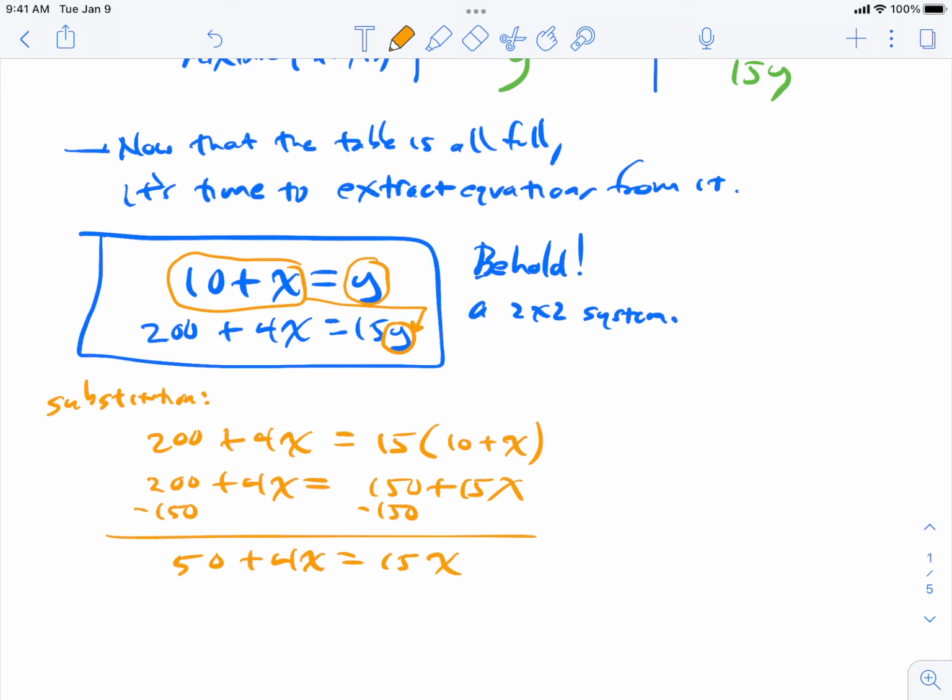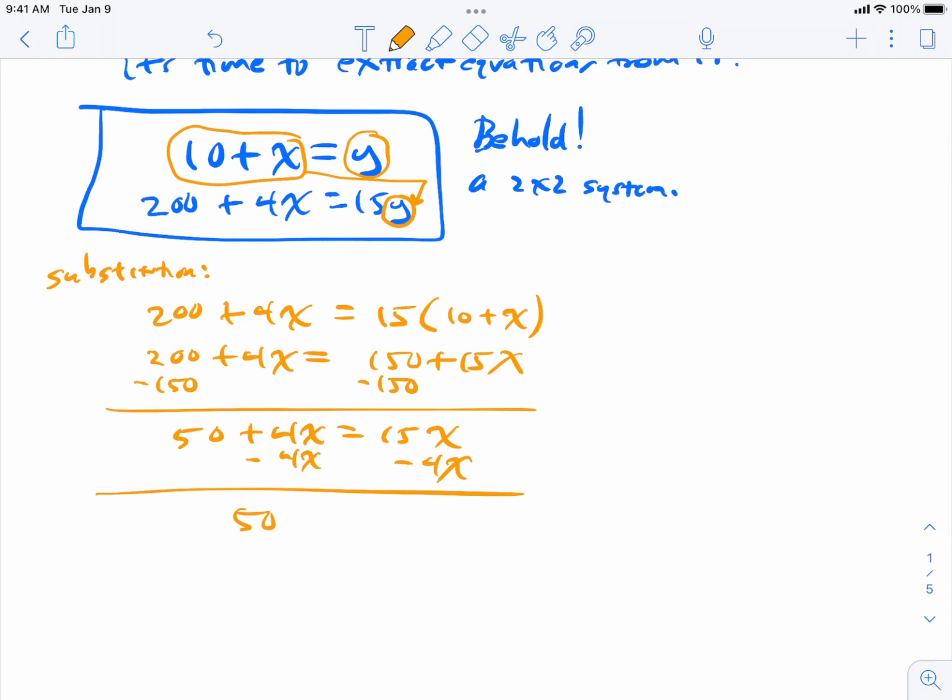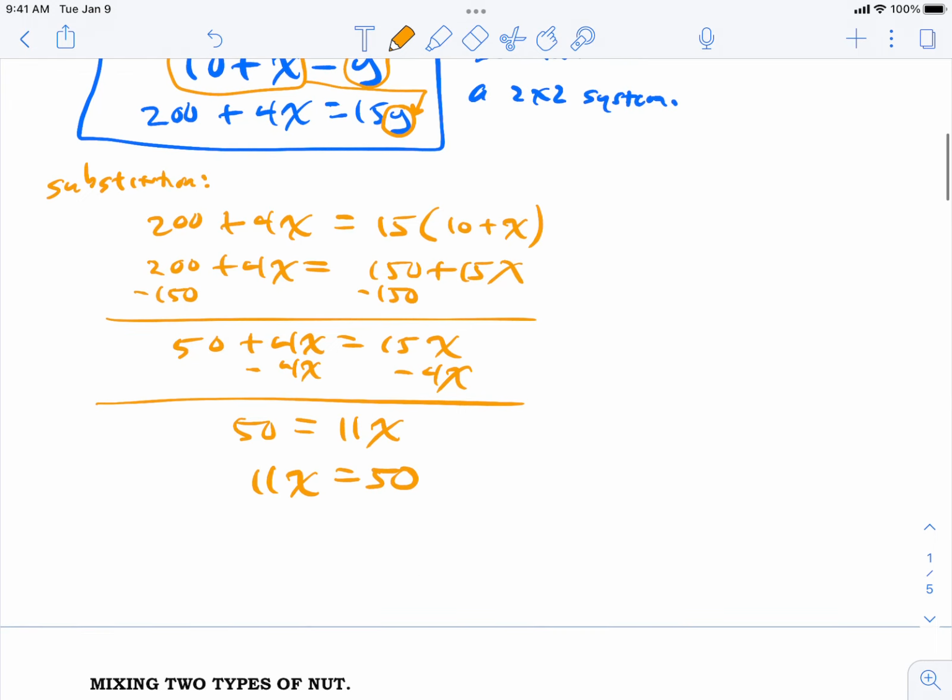I suppose I could subtract 150 on both sides, giving me 50 plus 4x equals 15x. Now why did I do it that way? Because I wanted to do this next. Subtract 4x on both sides and have a nice positive x term. 50 is equal to 11x. Now I want to switch the two sides around because x on the right makes me anxious. If 50 is 11x, then 11x must be 50. Anyway, finish by dividing by 11.